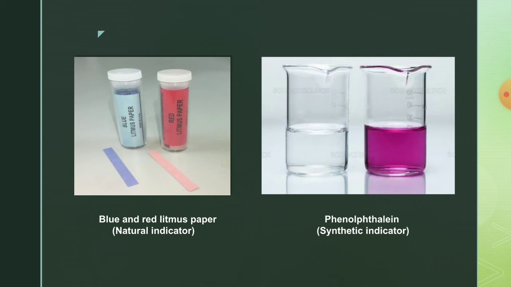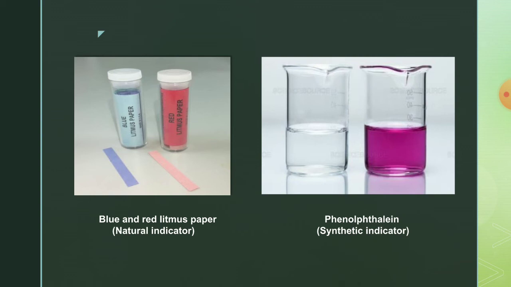Let's come to the diagrams on the screen. Here the two kinds of indicators are shown. One is the litmus paper. We have two kinds of litmus, blue litmus and red litmus. So how does the litmus paper help us to identify a substance as acid or base? When a blue litmus paper comes in contact with an acid, it turns red. The paper color turns red. Then we can confirm that the substance is an acid.